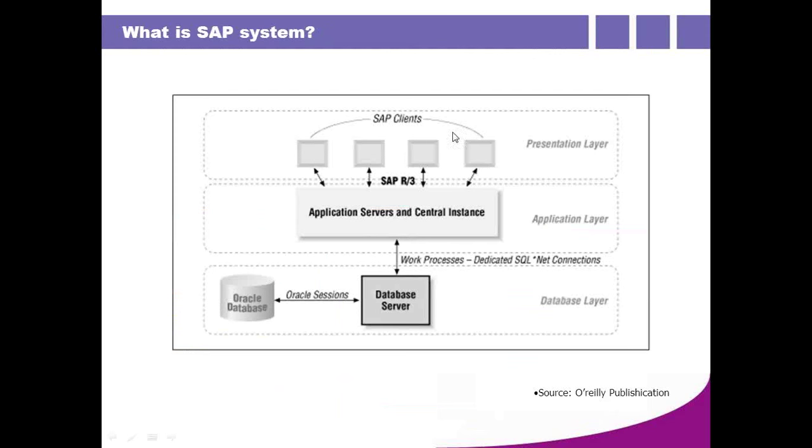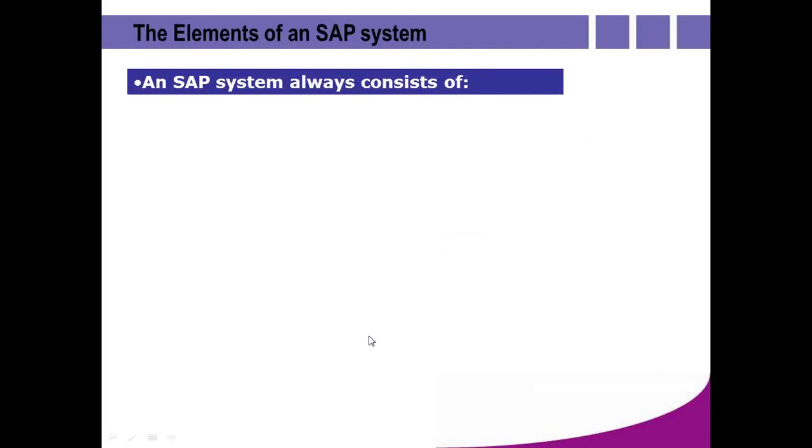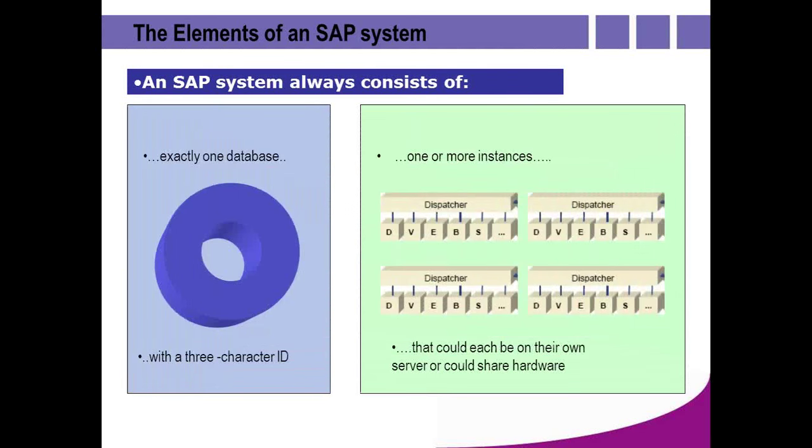Yes, this is the way. Whatever we have seen: the presentation layer from where we send the request, the application layer SAP, and the database. Now we will see the elements of an SAP system, that means what components are in the application layer. See here, this is my database. The database is the place where you store the data. I am not going into more detail here; when the database part comes, we will discuss this.